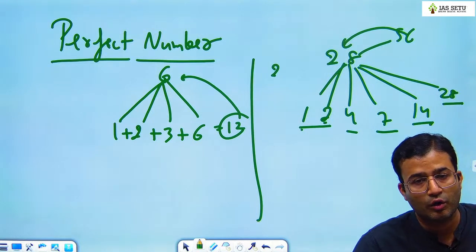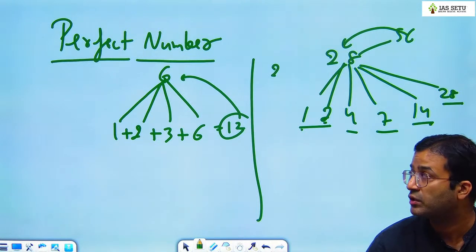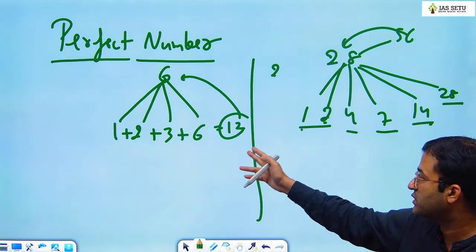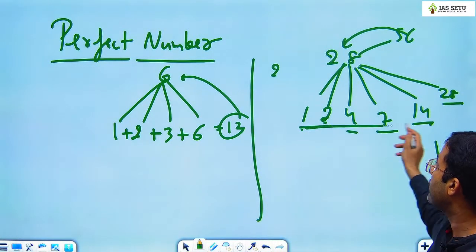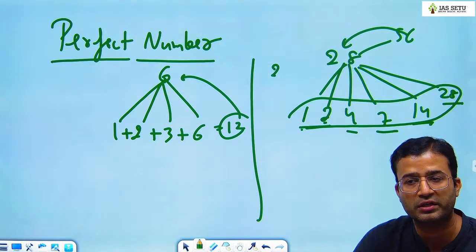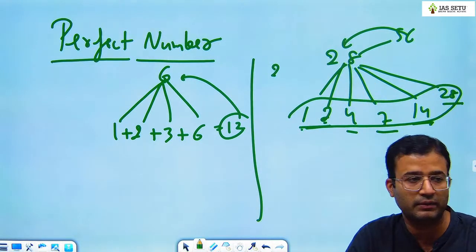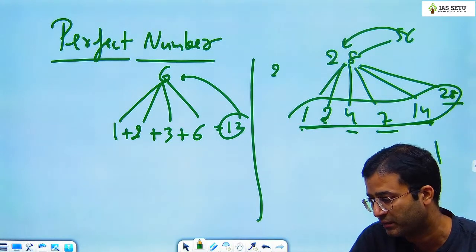Okay, online students clear? 6 is a perfect number क्योंकि 6 के अगर फैक्टर लोगे, the sum of the factors of 6 is double than 6. 28 के सारे फैक्टर्स लेके उनको ऐड करोगे, you get exact double as compared to the given number. When it is exact double as compared to the given number, that number we call it as a perfect number.